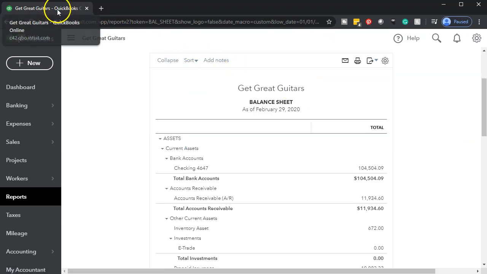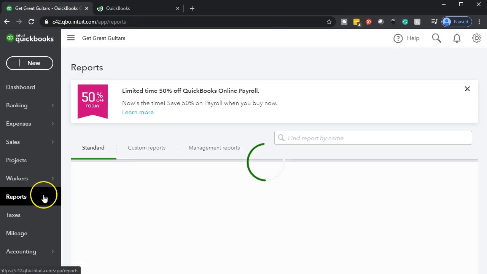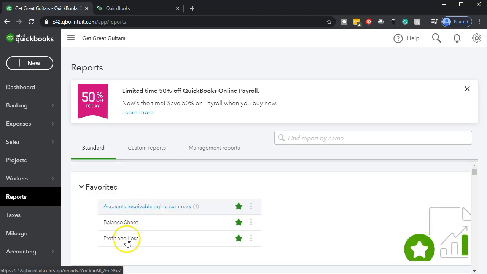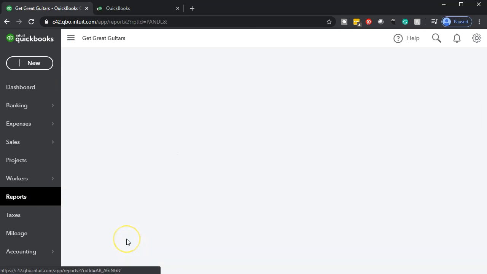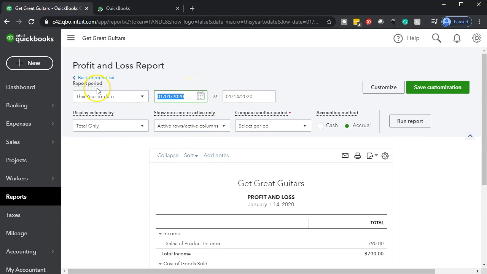Duplicate the tab up top by right-clicking on it and duplicating it. Then we're going to go back to the tab to the left. We're going to go down to the reports on the bottom. We're going to be opening up the profit and loss, the P&L, the income statement. Then we're going to be changing the dates up there too, just like we did with the balance sheet, those from 01/01/20 to 02/29/20. We're going to go ahead and run that report.